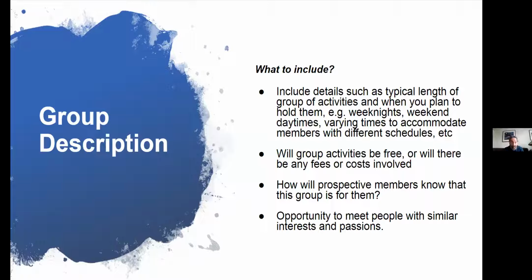And then, of course, very important, you want to be clear if the events are free or if there are any costs or fees involved and what those costs are. And of course, what the justification is for those costs. You don't want to appear that you're just doing this to make money, which some of us are.